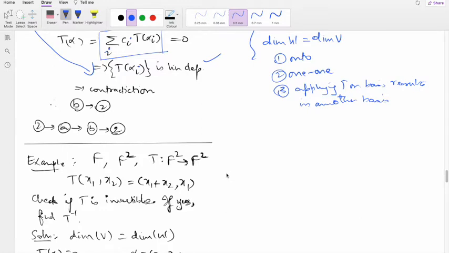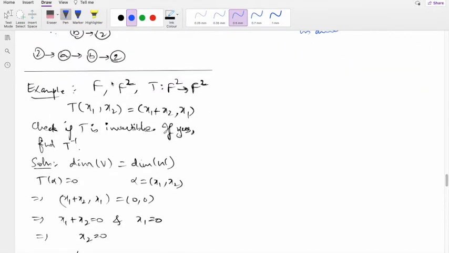So we'll now look at some examples of transformations and see how to find the inverse and so on. So the first example is, let's say we have some field F, and the vector space is F square, which we already know, for any field F, F^n is a vector space. And I have a transformation T which goes from F square to F square, such that T of (x1, x2) gives (x1 plus x2, x1). So it takes two elements of the input, that is x1, x2, and spits out again a two-element vector, such that the resultant is as mentioned here. Now we need to check if T is invertible or not, and if yes, we need to find T inverse.